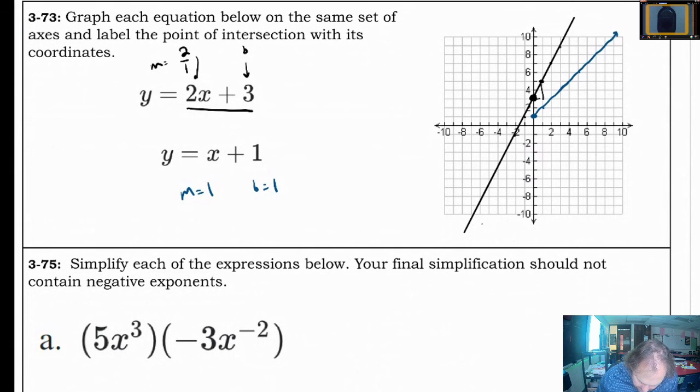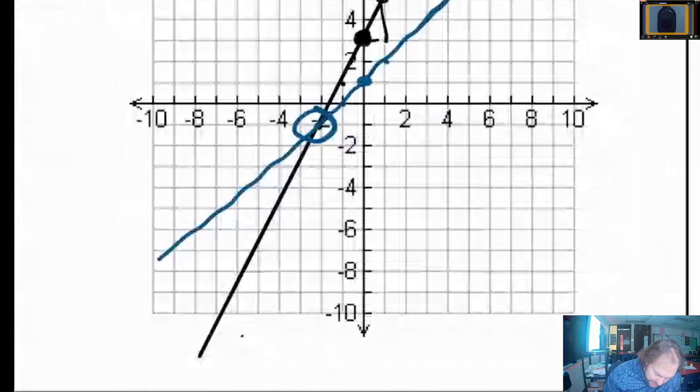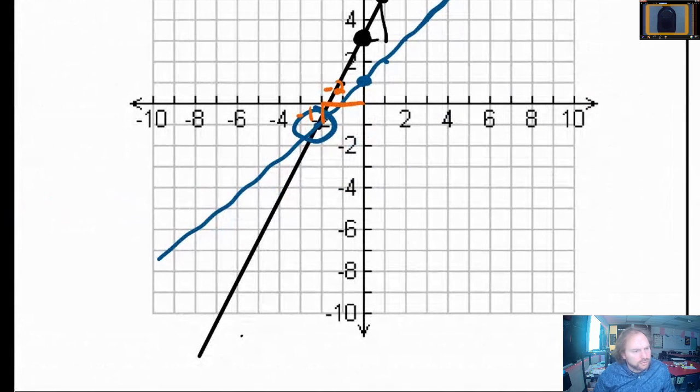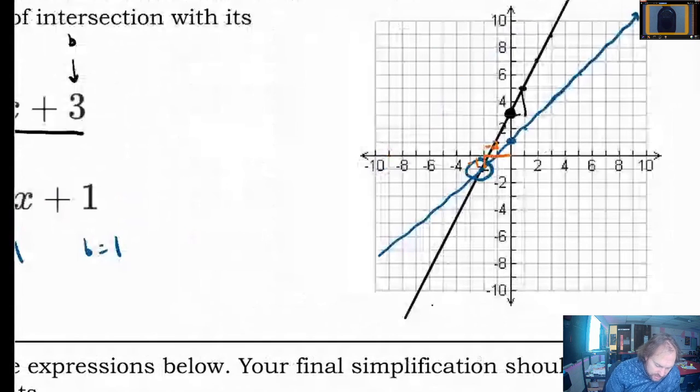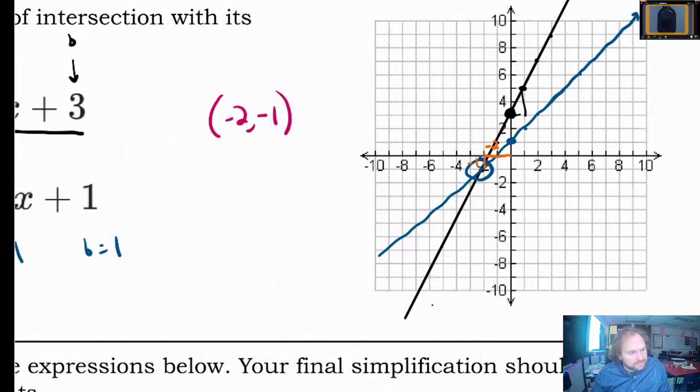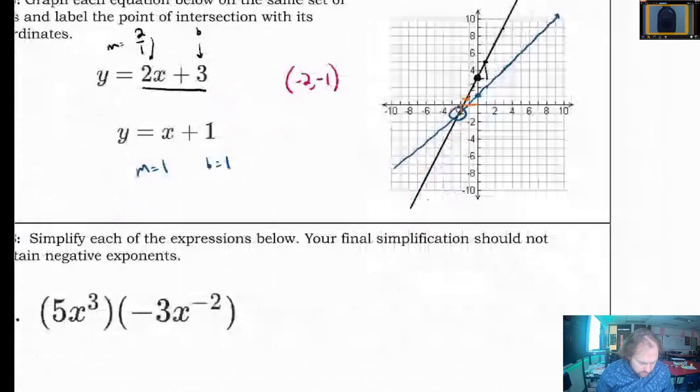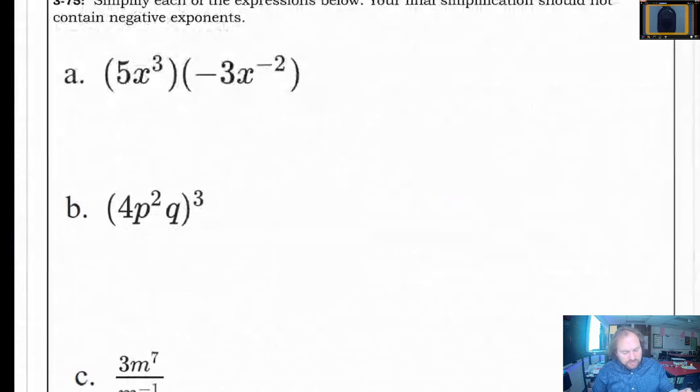Now if we go back in time, boom, boom, I believe our intersection happens right there. And that point, if I zoom way in on it, is -2, -1. Back 2 steps, down 1 step. So I believe the answer to this question is -2, -1, like that. Pretty cool. Question 375 is going to ask us to simplify each expression below.